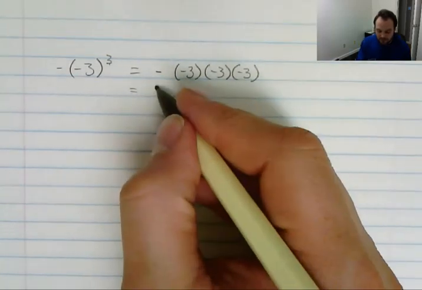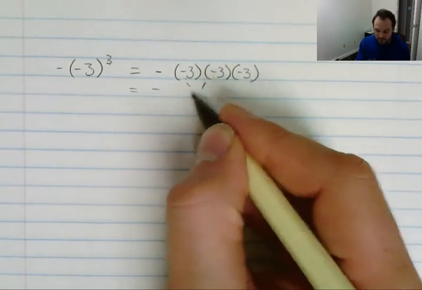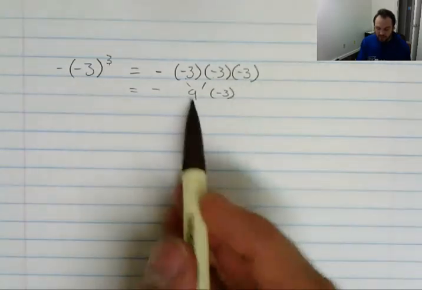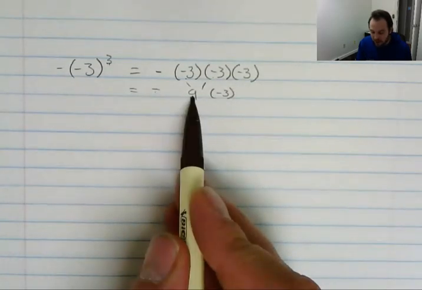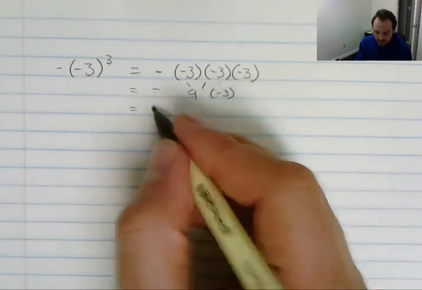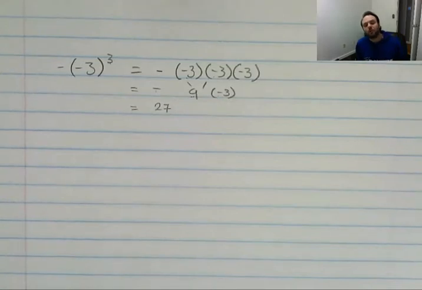So altogether, this gives me negative, and then here, negative 3 times negative 3 is going to be positive 9, and then we still have to multiply by negative 3. So now I have negative 9 multiplied by negative 3 is going to give me a total of 27. So altogether, my total number is going to be a positive 27. Let's look at my next one here.